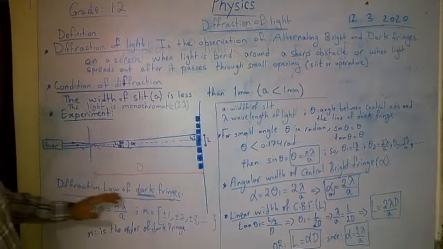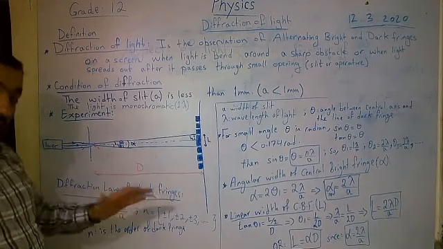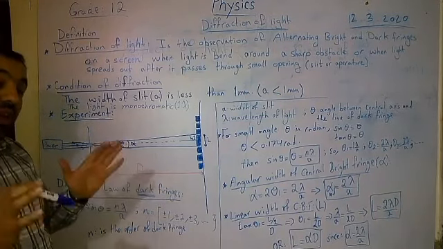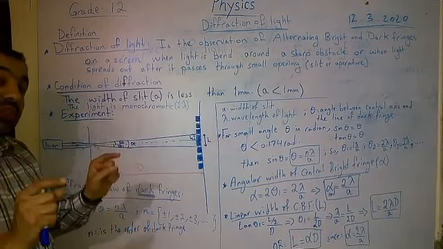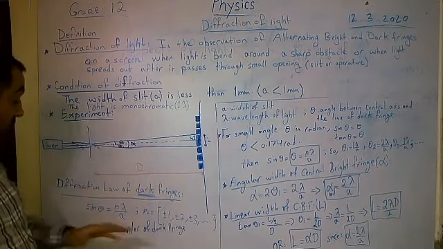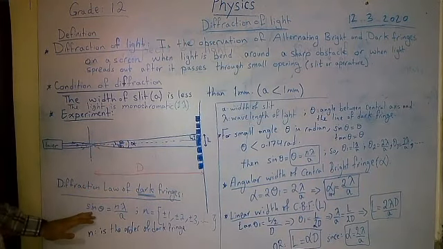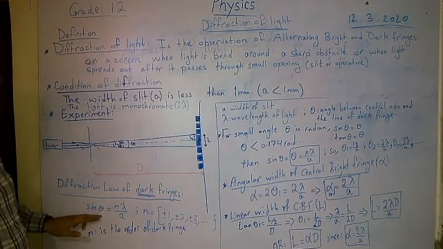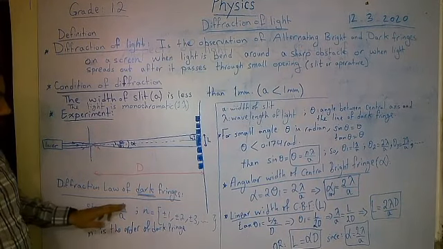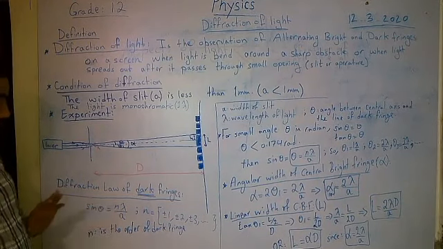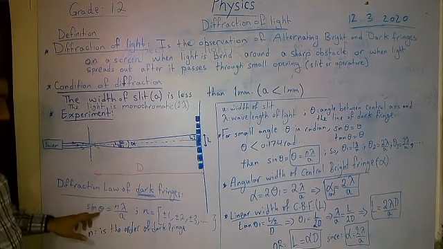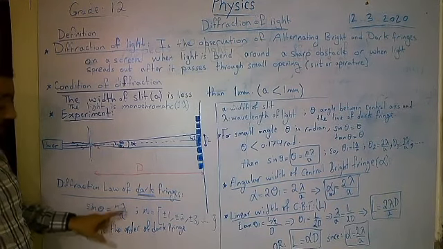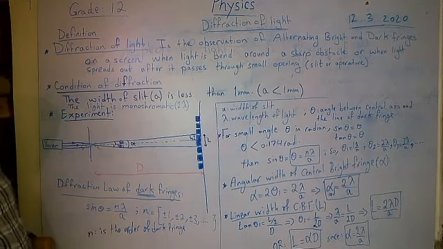The diffraction law of dark fringes. There is a law only for the diffraction phenomenon. What is this law? This law says sine theta equals n lambda over a. Now, what is theta? What is n? What is lambda? What is a?